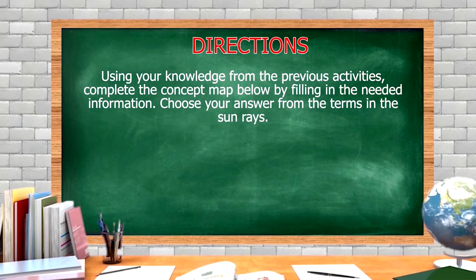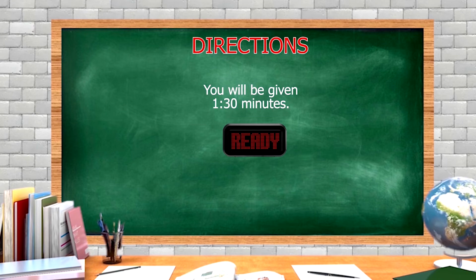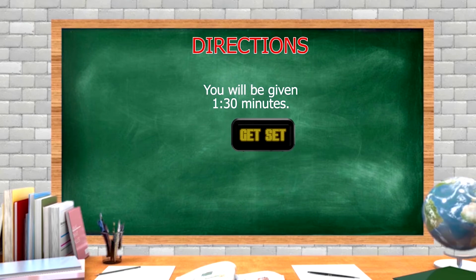Using your knowledge from the previous activities, complete the concept map below by filling in the needed information. Choose your answer from the terms in the sun rays. Scan the QR code on the screen to have a copy of the activity sheet and print. You will be given 1 minute and 30 seconds.